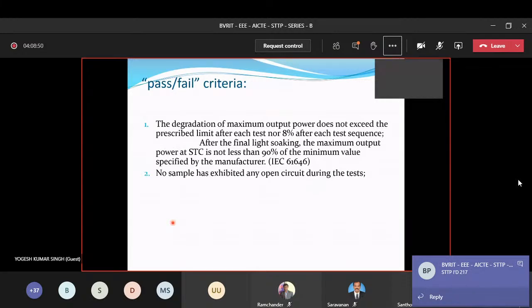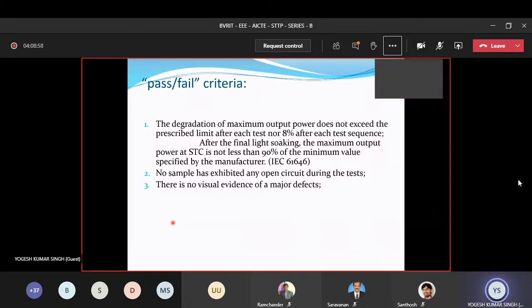The samples are exhibited in open circuit during the test. There is no visual evidence of a major defect. These are all the things, then the module will be selected. There is no major defect like that. A lot of the time when you see a module, corrosion will be happening, delamination will be happening. This type of visual evidence should not be present on the module.